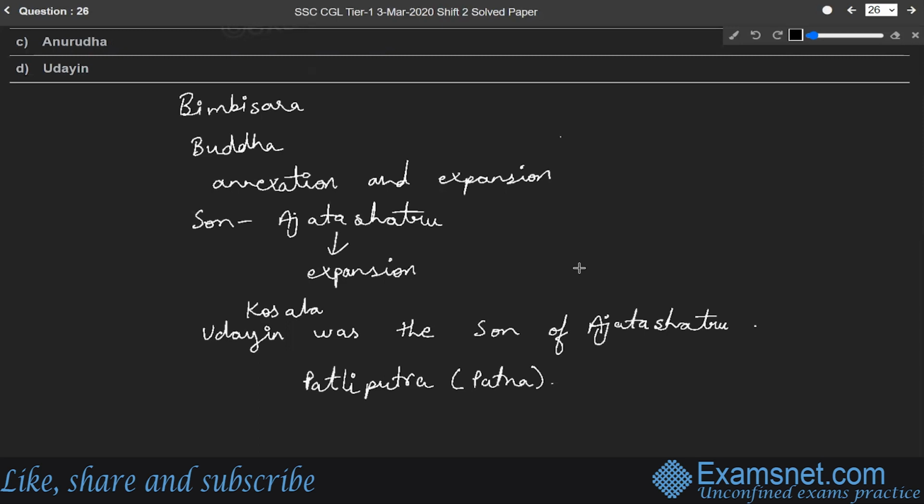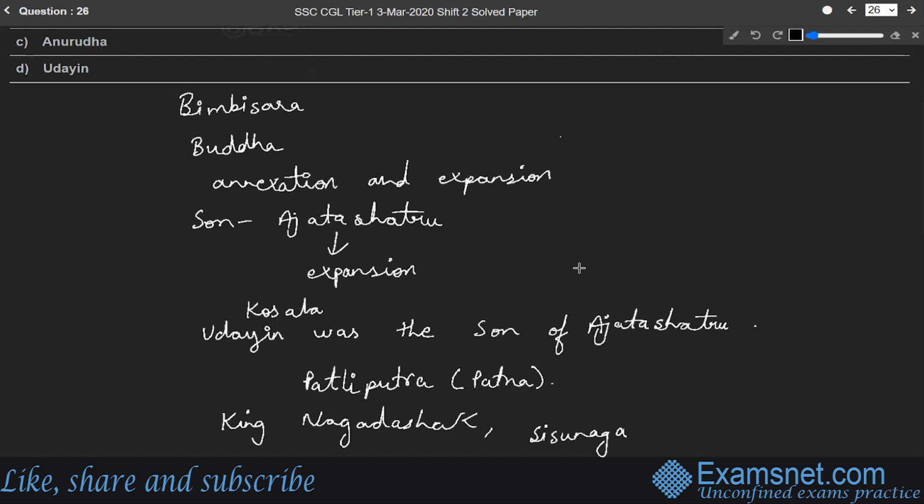And the last king of Haryanka dynasty was King Nagadashak. He was killed by his own minister, who was Sisunak, and then after he was killed, Sisunak built his own dynasty, which was known as Sisunak dynasty. So Haryanka dynasty was changed into Sisunak dynasty when the minister Sisunak killed the last king Nagdashak. So I hope you have enough information regarding this question.